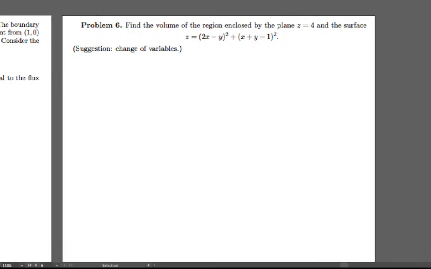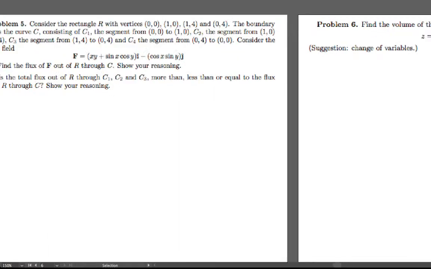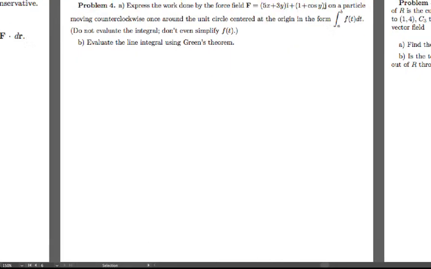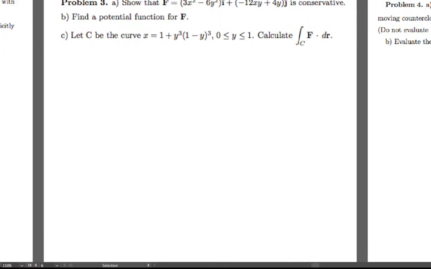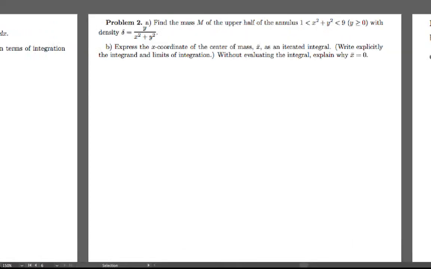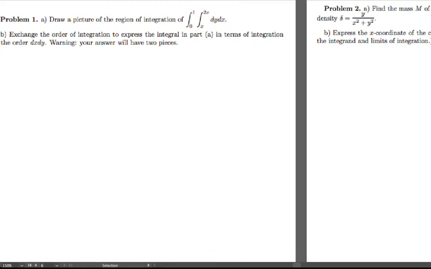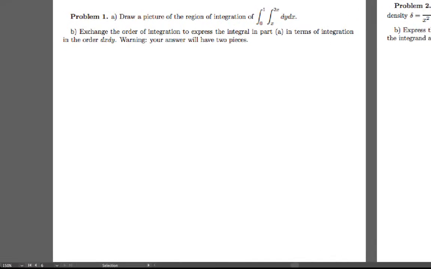Today we are going to be talking about double integrals and also line integrals, which are parts of multivariable calculus. Here we have 6 problems from practice exam 3B of MIT OCW 18.02, multivariable calculus. So without further ado, let's just get started.